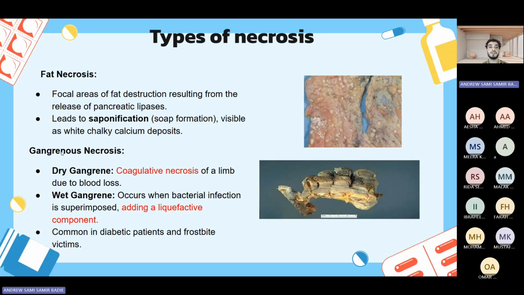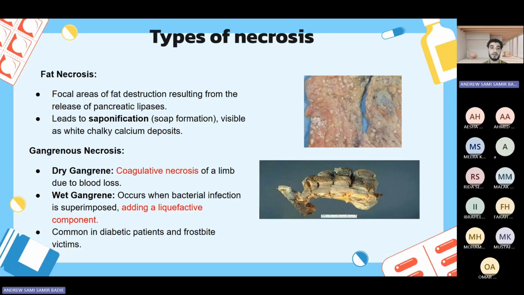And the last one is gangrenous necrosis. Gangrenous necrosis is basically a coagulative necrosis, but it's for a limb due to blood loss. So if you have ischemia of a limb, you can see in this picture, it's gangrenous necrosis.